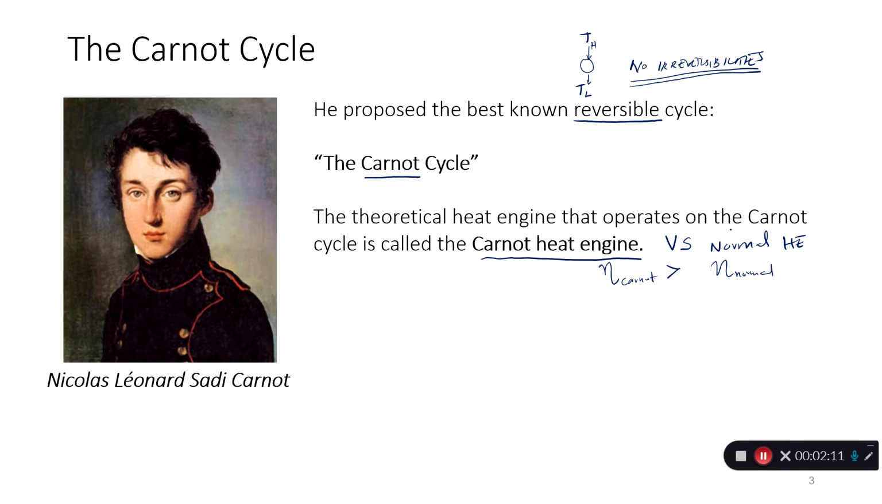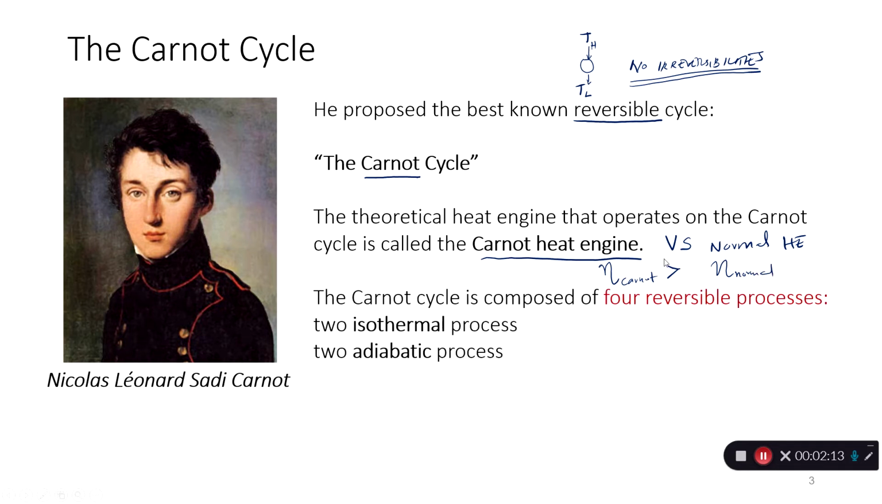Alright, so the Carnot cycle is composed of 4 reversible processes. So for it to be the best, all 4 of the processes have to be reversible. Alright, so they are 2 isothermal processes, isothermal meaning constant temperature, and 2 adiabatic processes, meaning heat transfer equals 0.